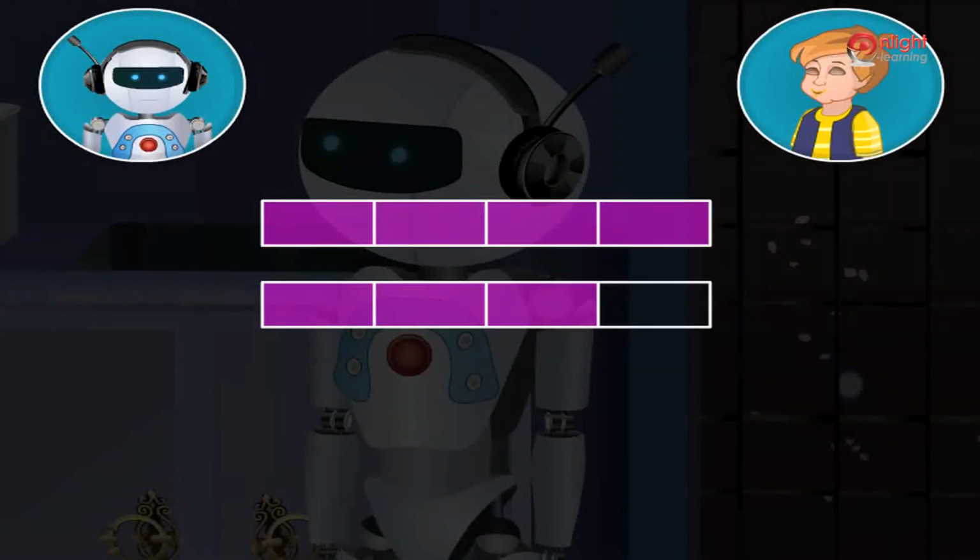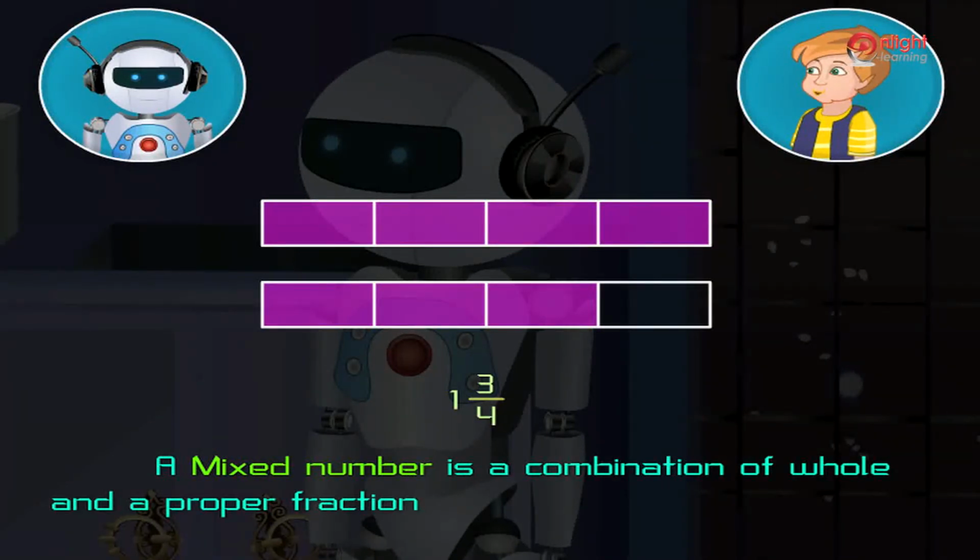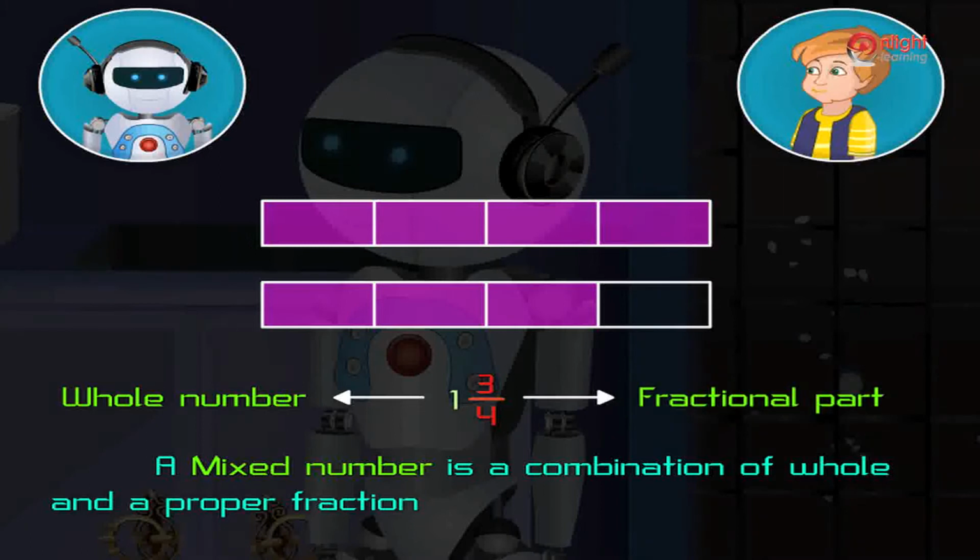Sure, the shaded region of the given figure represents the fraction 1 3/4. How do you call that fraction? It is mixed number. A mixed number is a combination of whole and a proper fraction. In example 1 3/4, 1 is the whole number part and 3/4 is the fractional part.